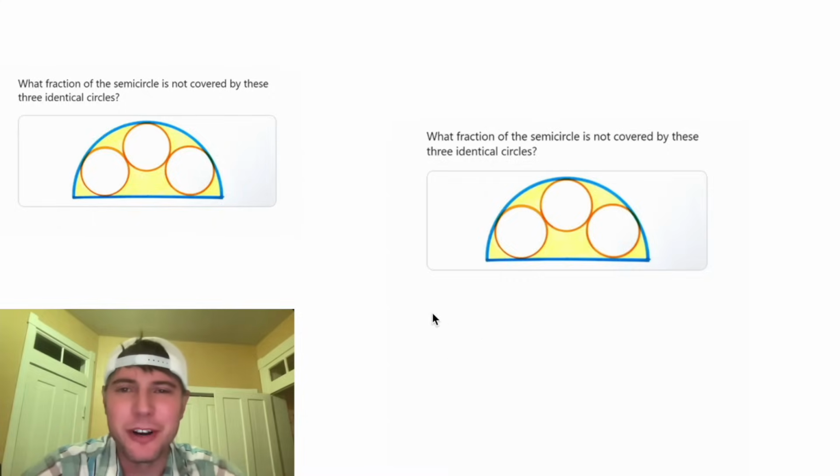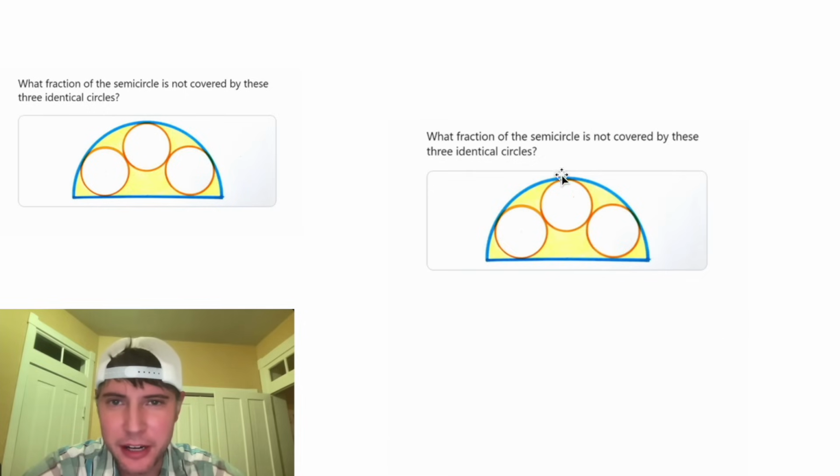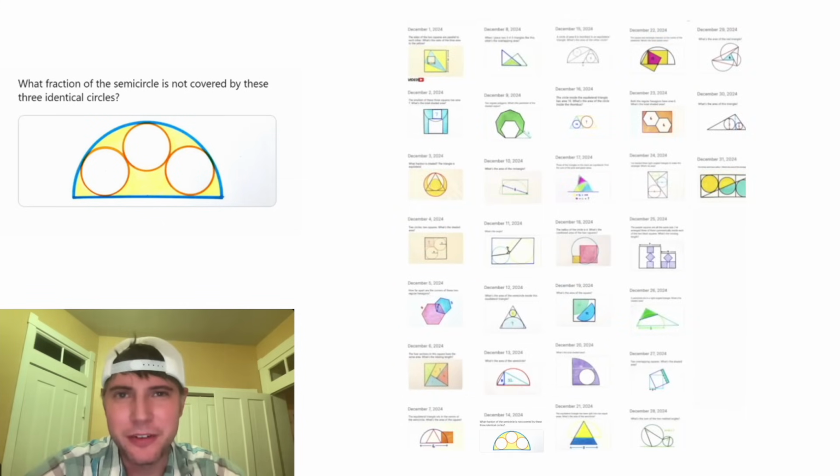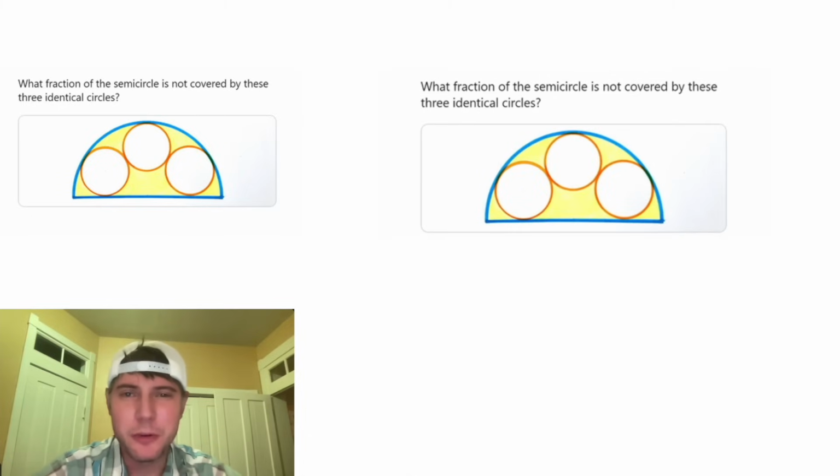Hey guys, this looks like a fun one. It says, what fraction of the semicircle is not covered by these three identical circles? So ultimately, it's the yellow area over the entire semicircle. This is day 14 of our Aggvent calendar. For the month of December, we're going to go through 31 Catriona Agg puzzles in 31 days. If you want to try this one on your own, pause it right now, because I'm going to solve it in 3, 2, 1.